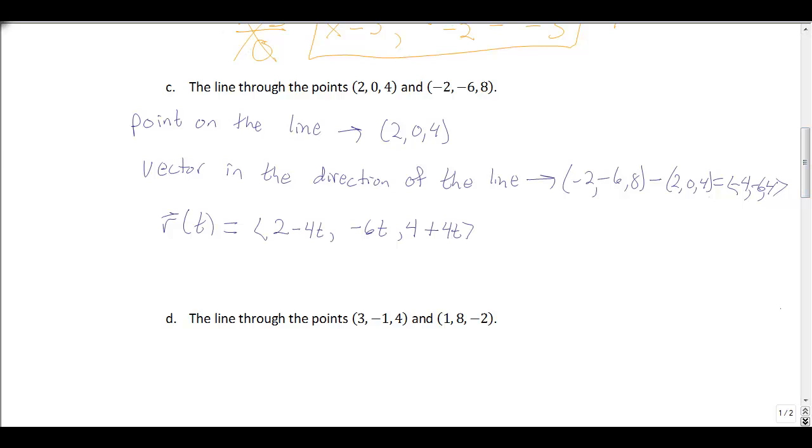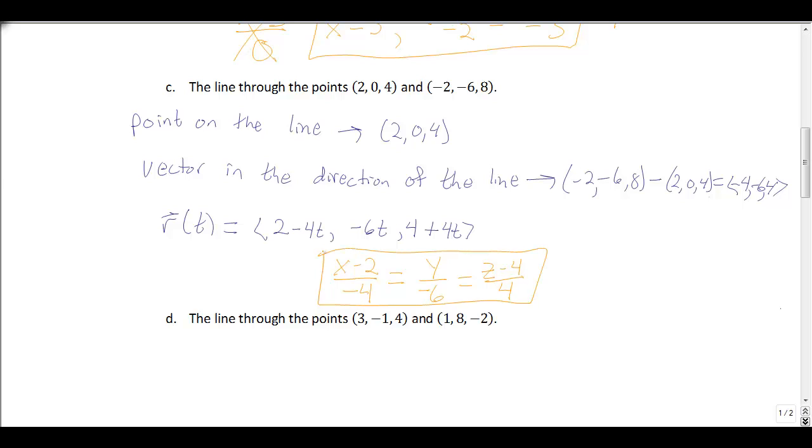For the symmetric equations, I have a point and a vector, so the symmetric equations are going to be x minus the x coordinate, which is 2, divided by the x component of the vector, which is -4, and y minus 0, which is just y, divided by the y component of the vector, which is -6, and then z minus the z component of the point, 4, divided by the z component of the vector, which is 4. So those would be my symmetric equations.